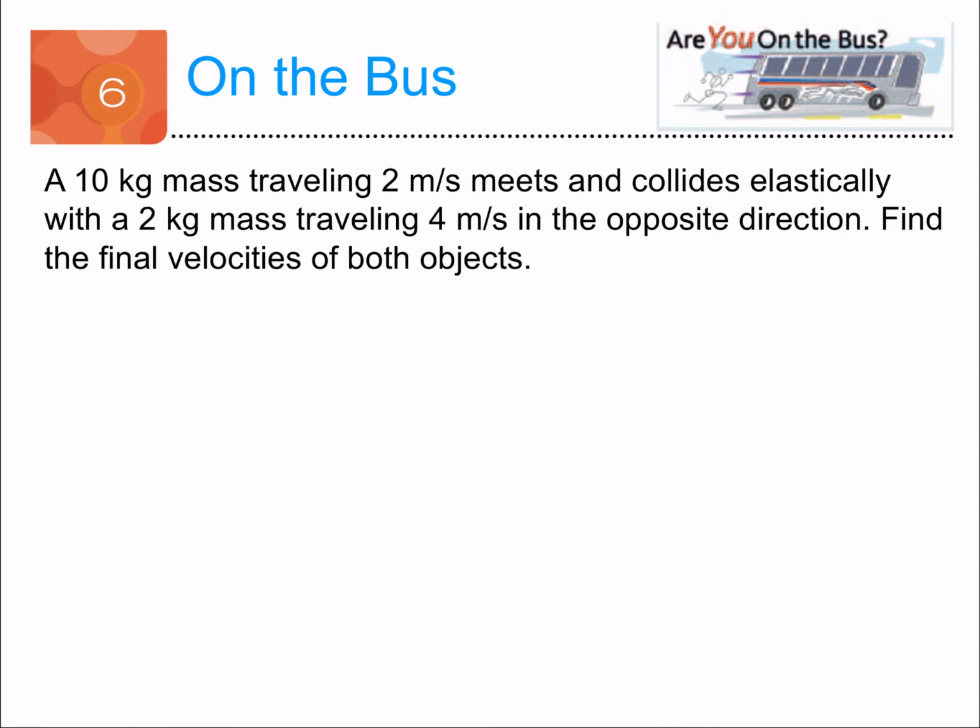Now we have a 10 kilogram mass, and it's colliding elastically with a 2 kilogram mass. So let's say our 10 is going to be our mass A. It is traveling, so the velocity of A is 2 meters per second. It meets and collides elastically with our B, which is 2 kilograms for a mass, and it is traveling 4 meters per second in the opposite direction, so that needs to be a negative. And you're asked to find the final velocities of both.